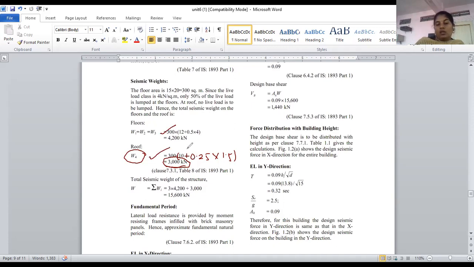And now we have to add the total load of each and every floor, so we'll directly get the total seismic weight of the structure. So the seismic weight of the structure is equal to W1 plus W2 plus W3 plus W4. W1, W2 and W3, these three floor loads are same. So 3 multiplied by 4200 plus 3000 gives the total weight of 15600 kilonewton. So I request all of you, please write this down in your notebook.